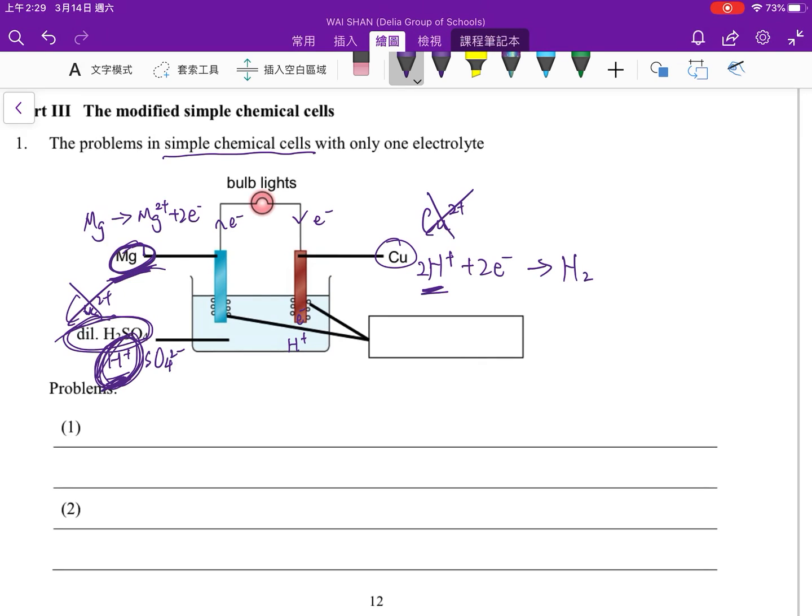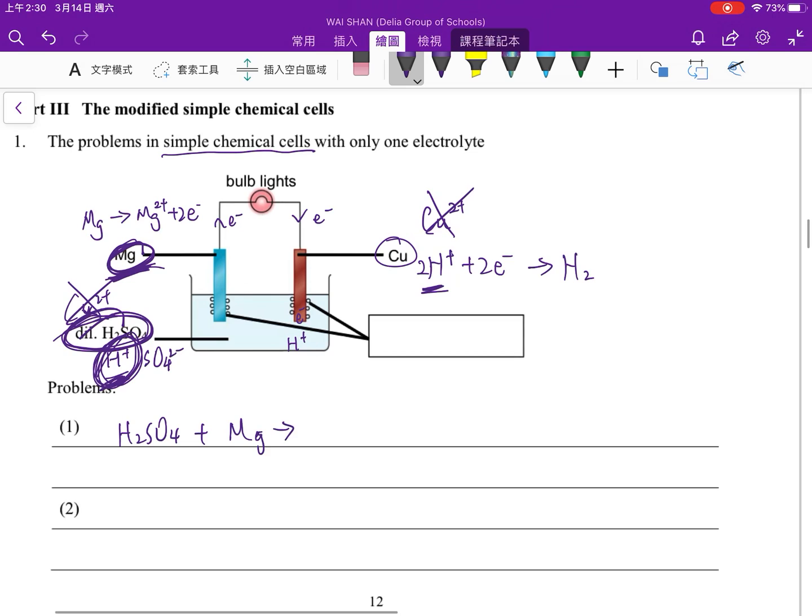What will happen if you put Mg into sulfuric acid? I think most of you know it. Mg will dissolve and react with sulfuric acid quickly, forming hydrogen gas, right? So Mg will dissolve very quickly.